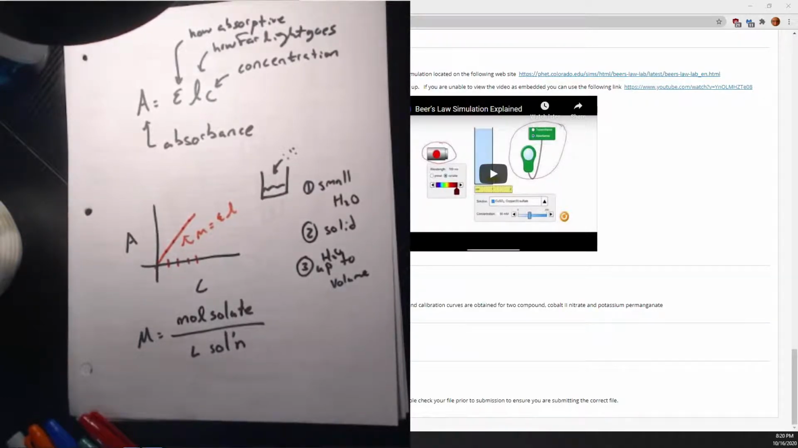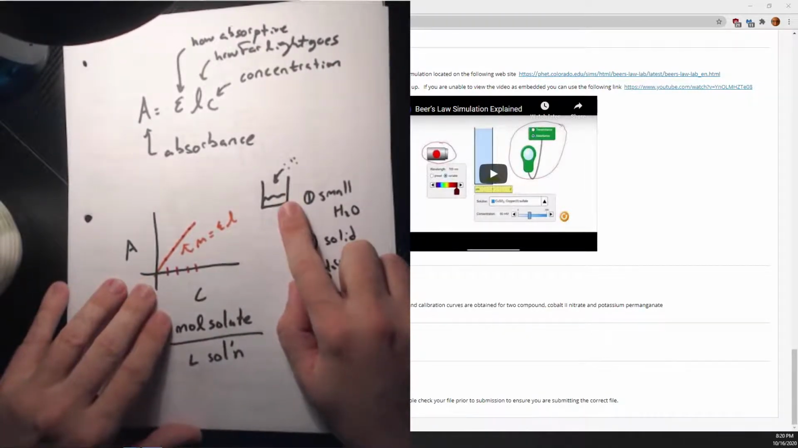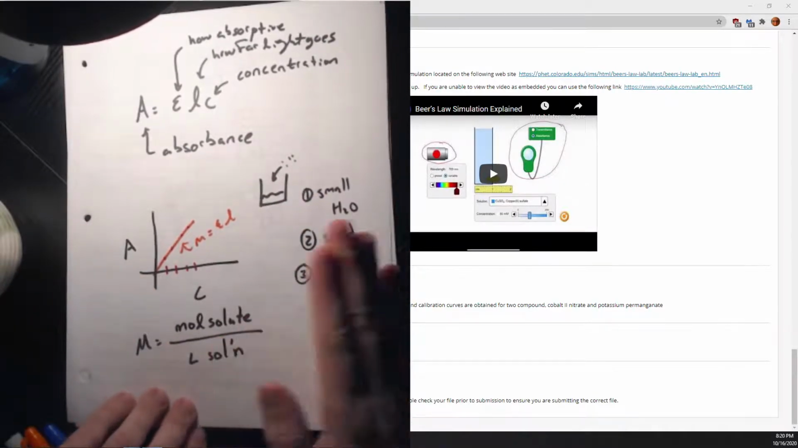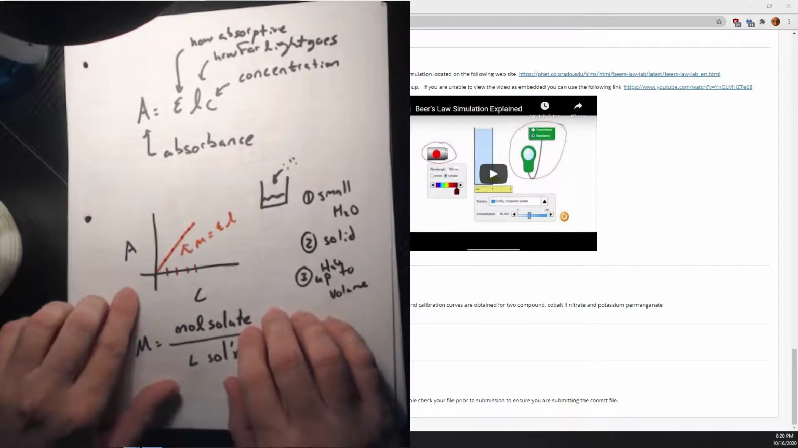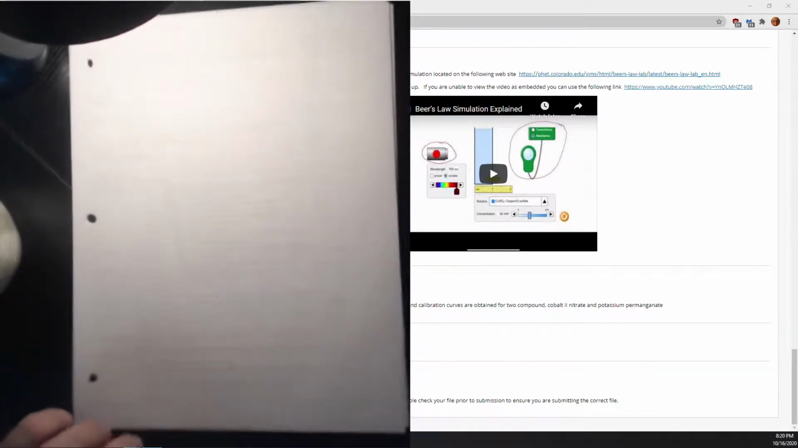Let's see. Oh, yes, you'll also have to calibrate. Because you want to make sure that you're not measuring your solvent. You want to ignore your solvent. Your solvent may also absorb weakly or strongly at the particular wavelength you've chosen. So you always start with what's known as a blank, or at least that's what I've always called it.